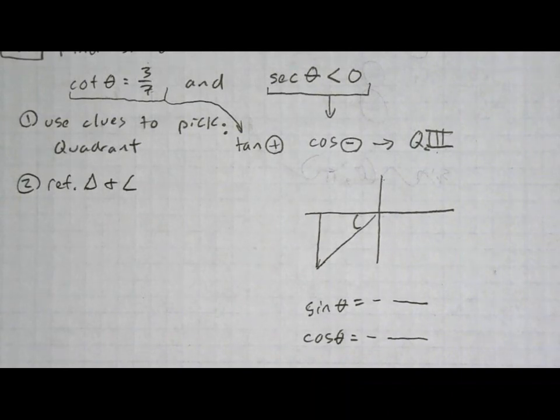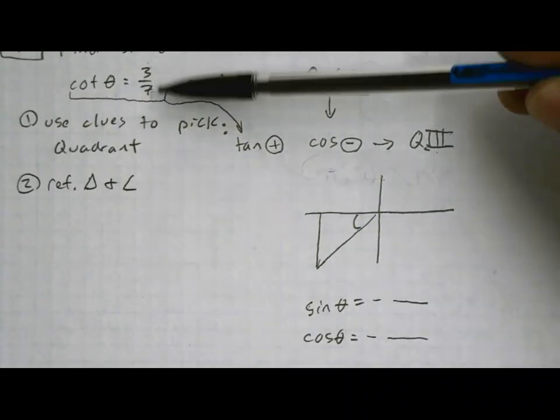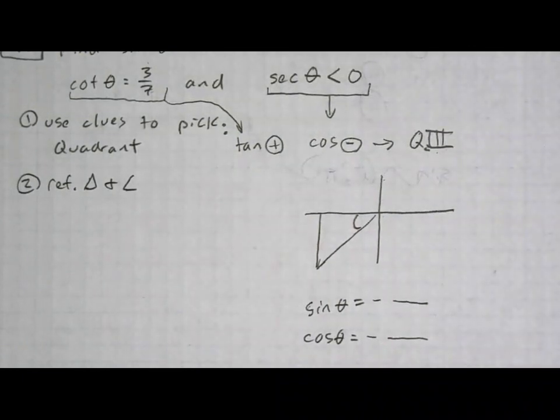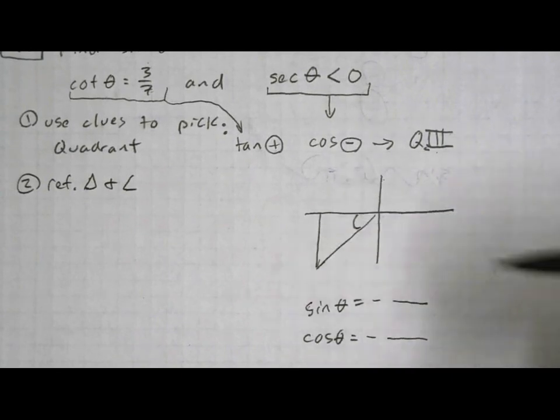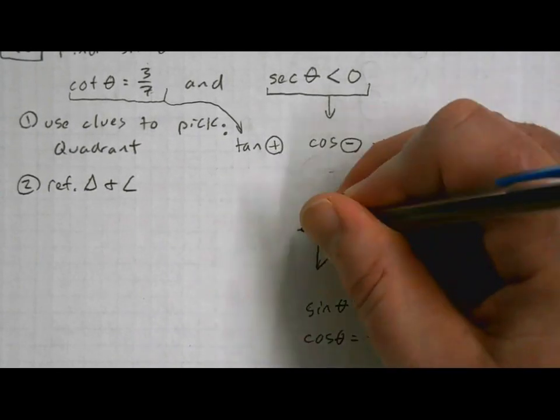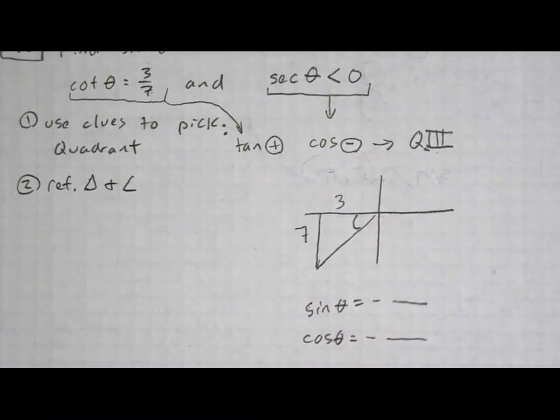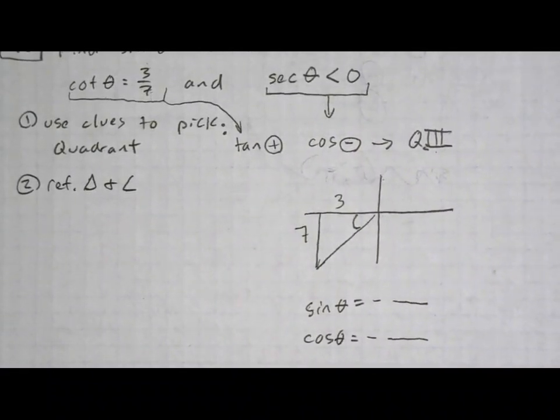Now, I don't have an angle, so it's not 30, 60, 90 or 45, 45, 90, but I do have a 3 and a 7 that I should be able to get onto some sides. Can you get those 3 and the 7 onto the right side? Cotangent is adjacent over opposite, so 3 and 7. Oh man, how am I going to get the hypotenuse? Oh, Pythagorean theorem.